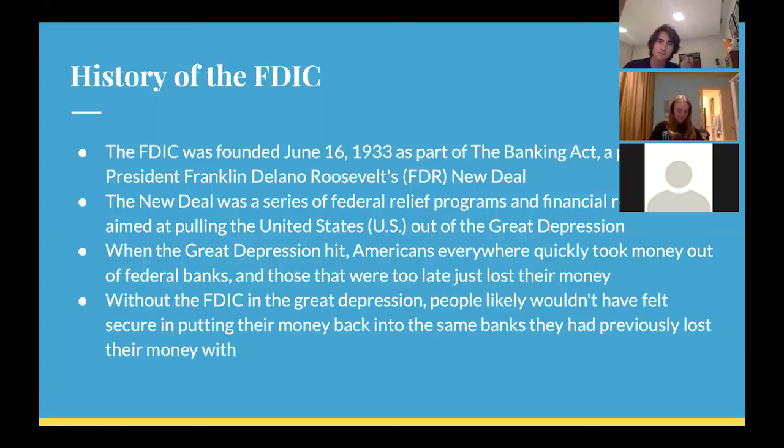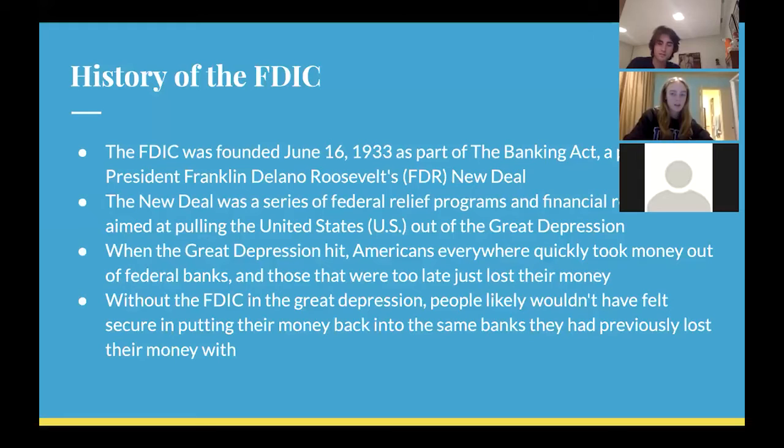It was a series of federal relief programs and financial reforms aimed at pulling the U.S. out of the Great Depression. There was the SEC, Securities and Exchange Commission. The SEC is basically the regulatory agency of the stock market. So let's say you're Enron and you're pushing money and cooking the books. I'm the SEC, and I notice there's something a little off about this whole Enron thing, so I look into it, and bam, it's a Ponzi scheme. So the SEC is the regulatory agency of the market.